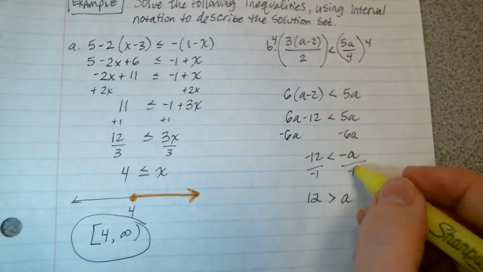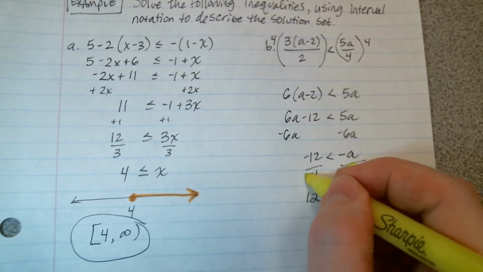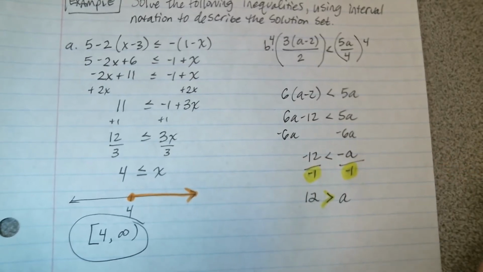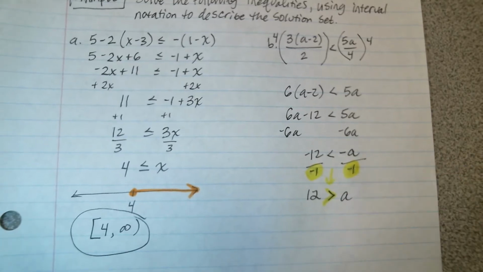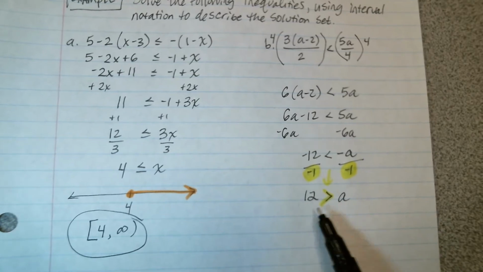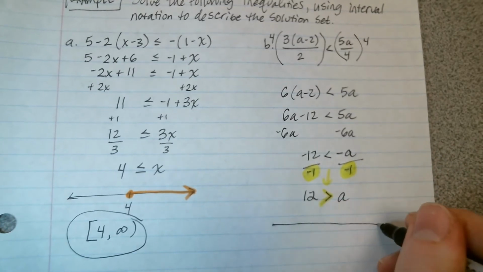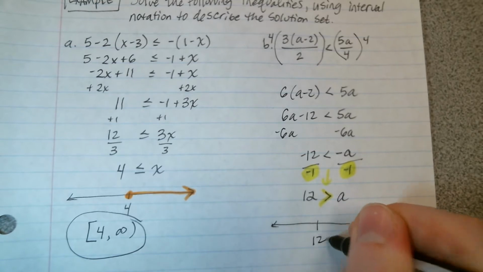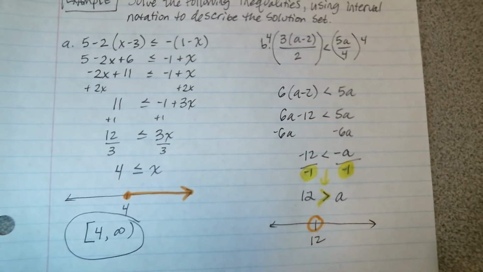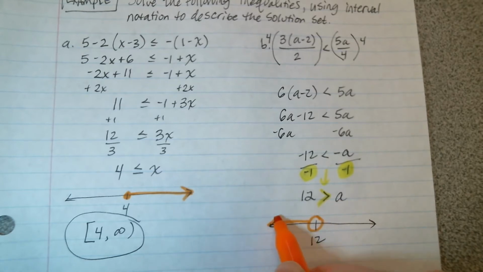So let me just highlight that here. Since I'm dividing by a negative value, it will switch the direction of my inequality. Okay, so the solution is that a must be less than 12. So again, I might sketch that on a number line to get a better sense of the solution. So 12 is not included, and it must be less than.